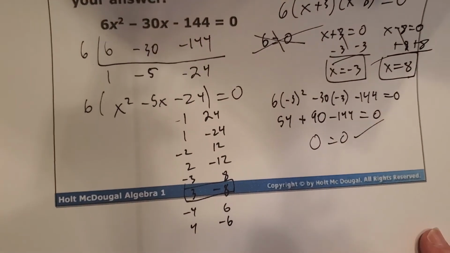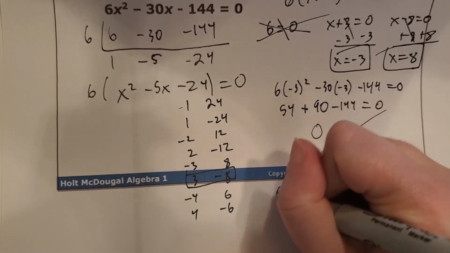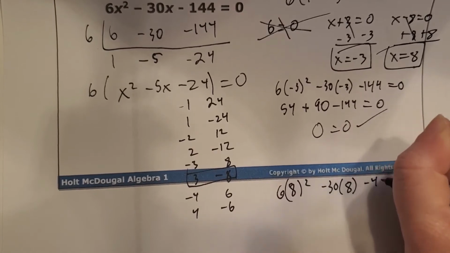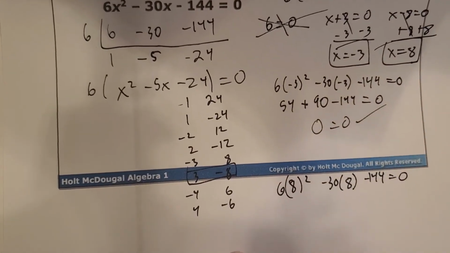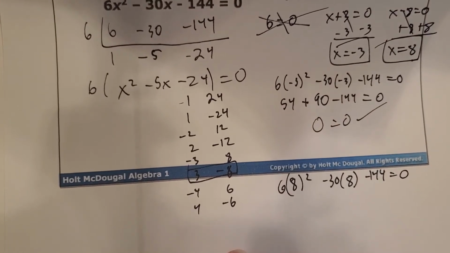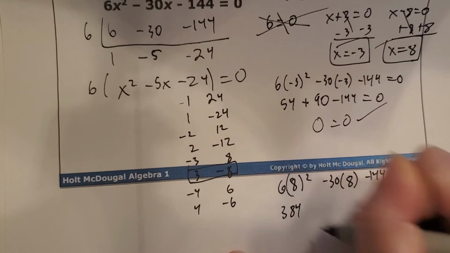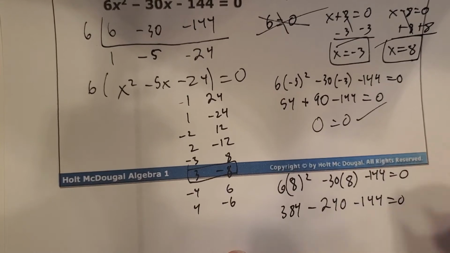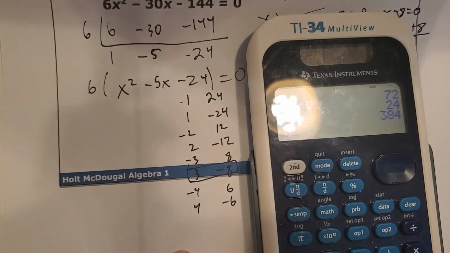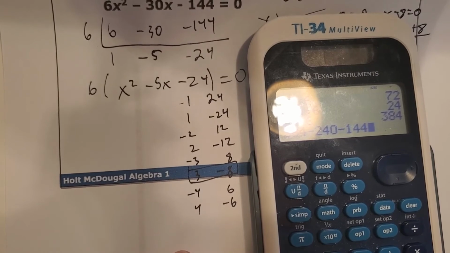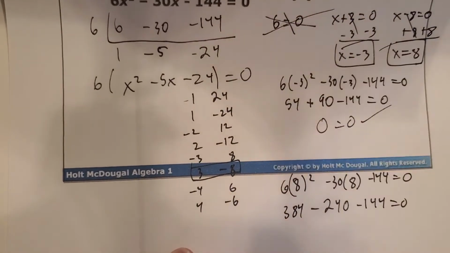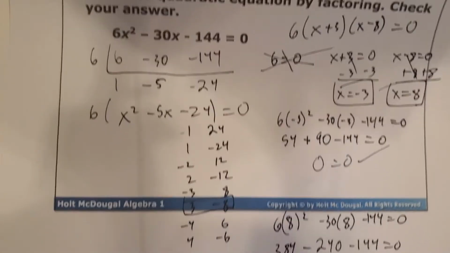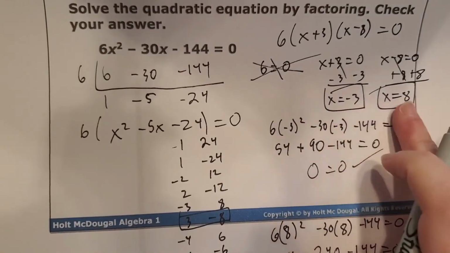Cool. And now we're going to do the same thing with 8. 6 times 8 squared minus 30 times 8 minus 144 should also equal 0. 8 squared is 64 times 6 is 384 minus this is 240 minus 144. I think that all works. What was it? 384 minus 240 minus 144. Yep. That's 0. Cool. Okay, so that's the check part. Again, these are our answers.